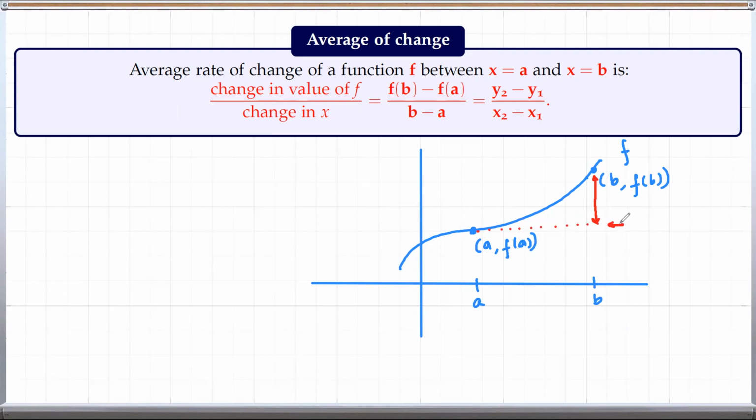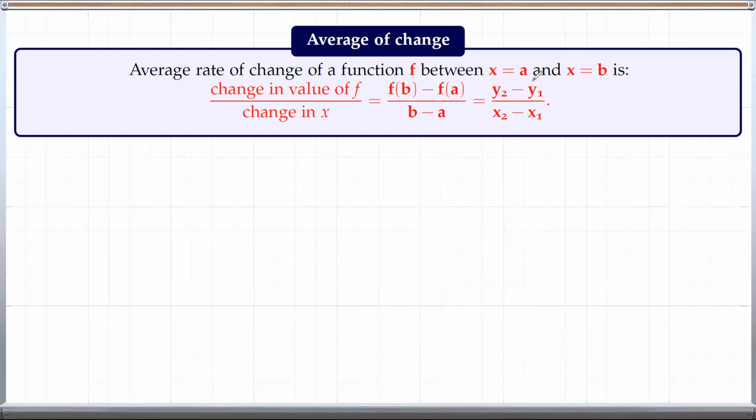Here we have the initial y value and here we have the final y value. So this height is the change in f. So this height is simply f of b minus f of a. And we divide that by change in x, which will be this length over here, which is b minus a. So that's why the average rate of change of function is f of b minus f of a, which is that height, over b minus a, which is this length. All right, so now let's look at some examples.